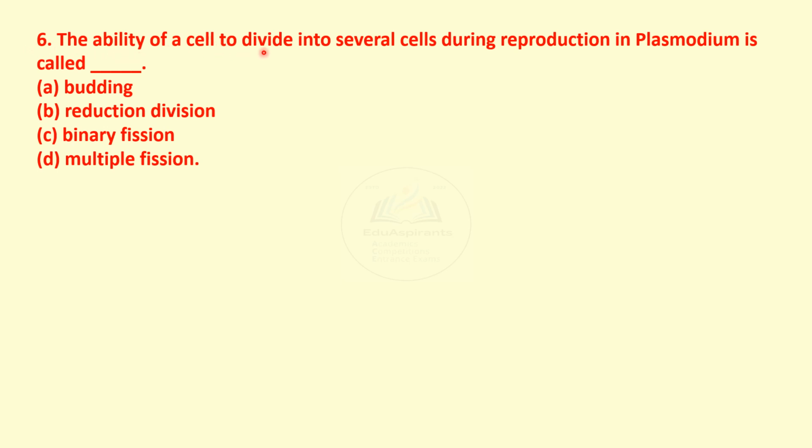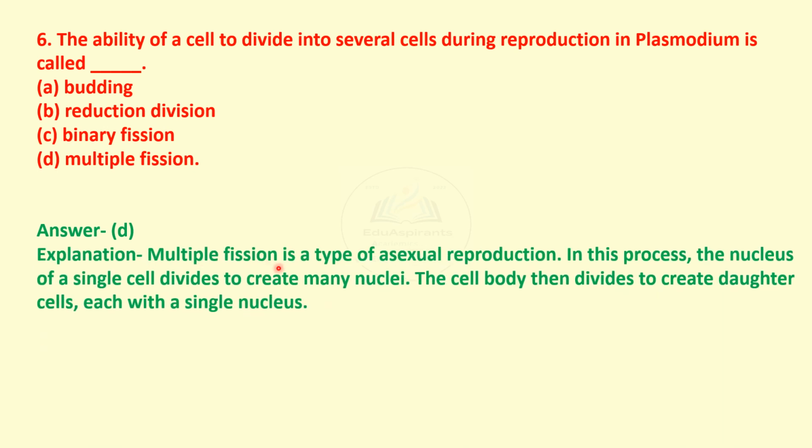6. The ability of a cell to divide into several cells during reproduction in plasmodium is called budding, reduction division, binary division, or multiple fission. Mark your choice. Let us see the answer. It is D. Multiple fission is a type of asexual reproduction. In this process, the nucleus of a single cell divides to create many nuclei. The cell body then divides to create daughter cells, each with a single nucleus.